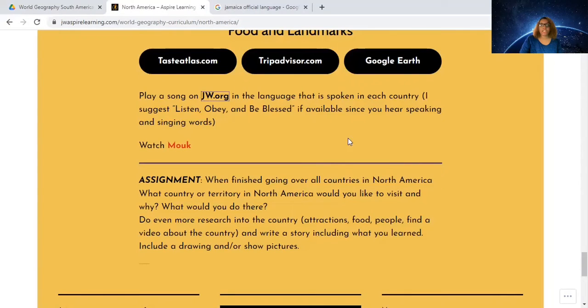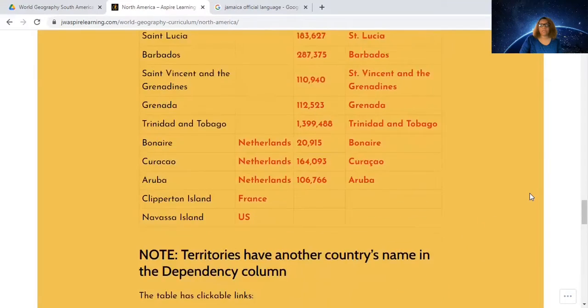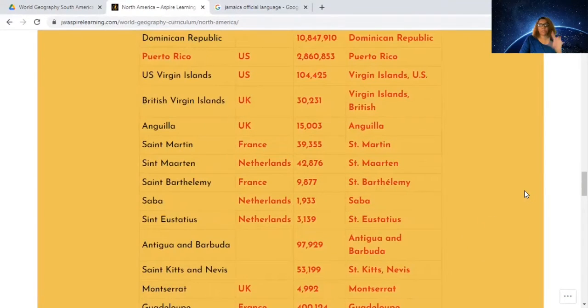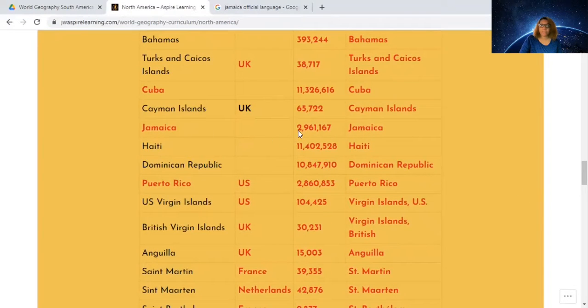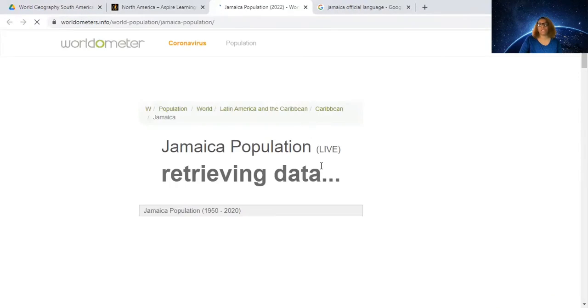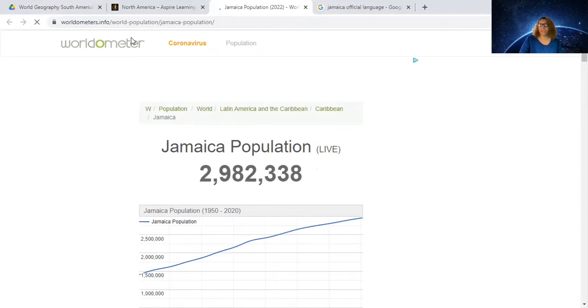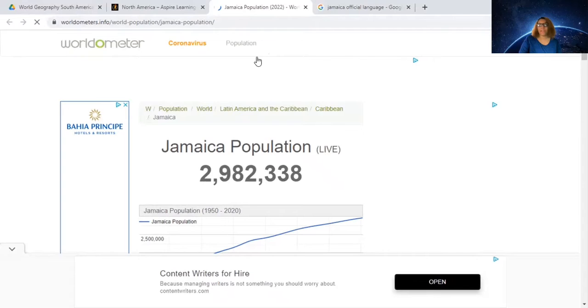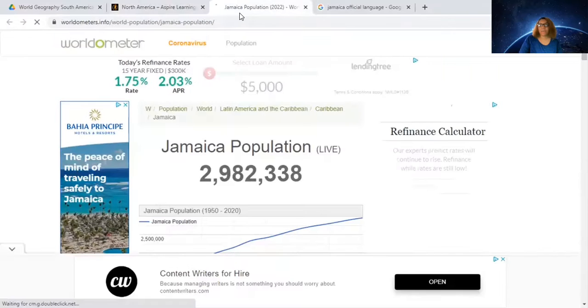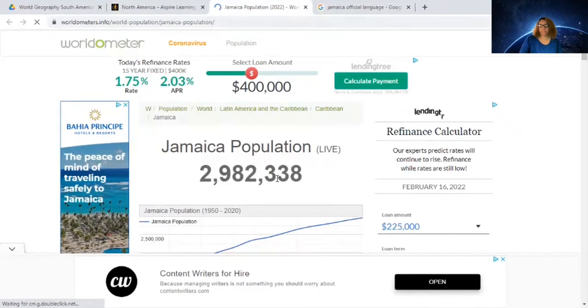And now for population, what I recommend you just do on the spreadsheet, on the list here. So if we go back to Jamaica, and this is the column for population, it has a number here. So you could put this number. I'm not sure when this was last updated, possibly about a year ago. So it's 2,961,167. But if you click on it, it sends you directly to the Worldometer website. And as you can see there's a difference there of about 20,000. So it's quite a bit of a difference.